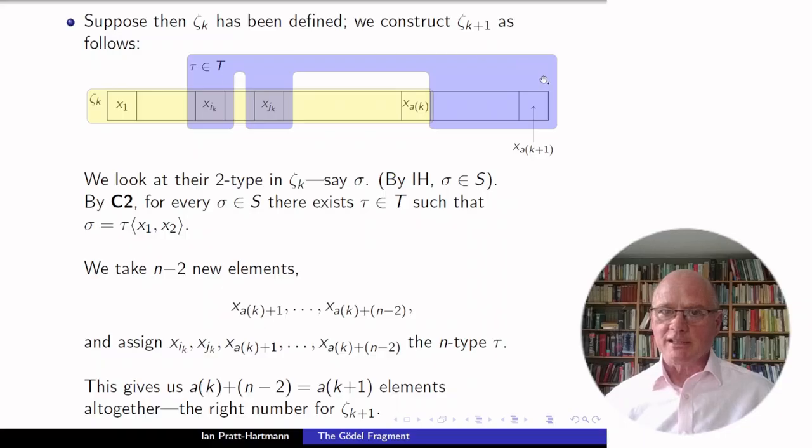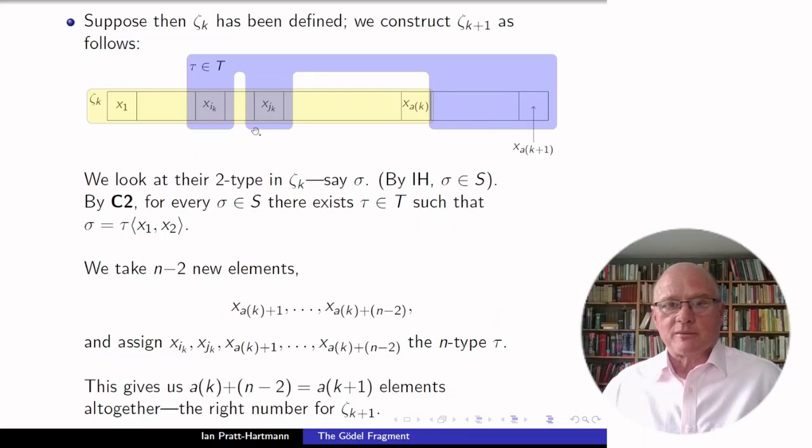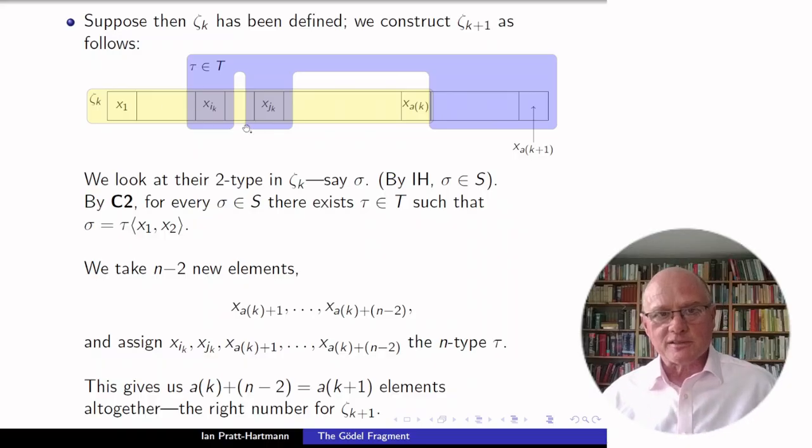Okay, so we can clearly define this n-type freshly. I mean, we certainly won't conflict with the 2-type already defined here. And so that gives us a partial definition of this larger type, zeta k plus 1, the yellow stuff and the blue stuff. This is going to be zeta k plus 1.